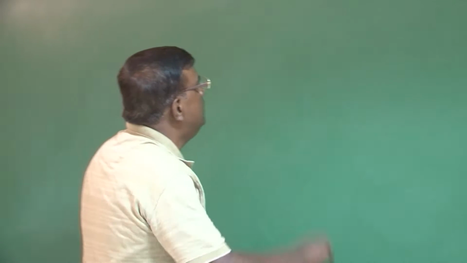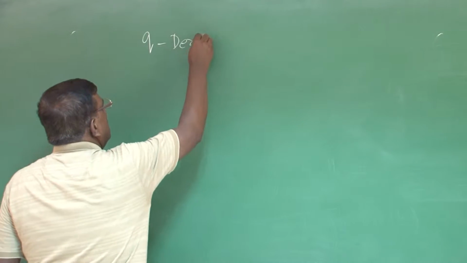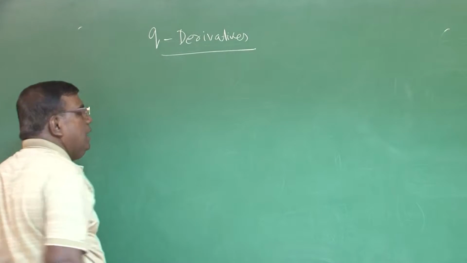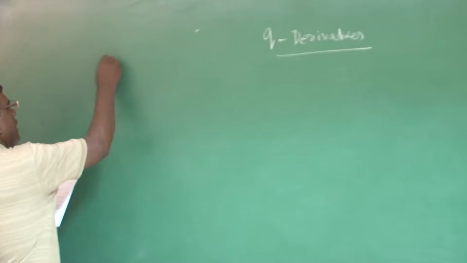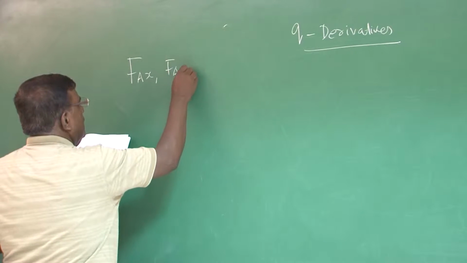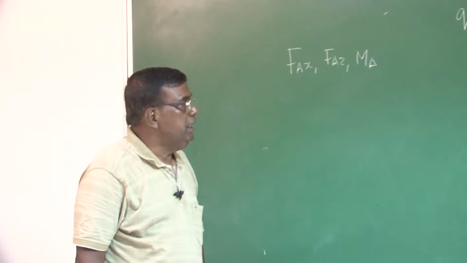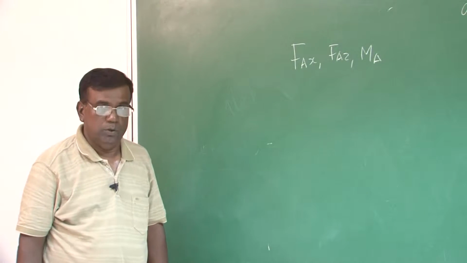Now, let us come to q derivatives. We have done u derivatives, alpha derivative, alpha dot derivatives, now q derivatives. Again we start with FAX, FAZ and MA. Why are we taking these three things? Please understand, we are trying to build the longitudinal perturbed equation of motion.